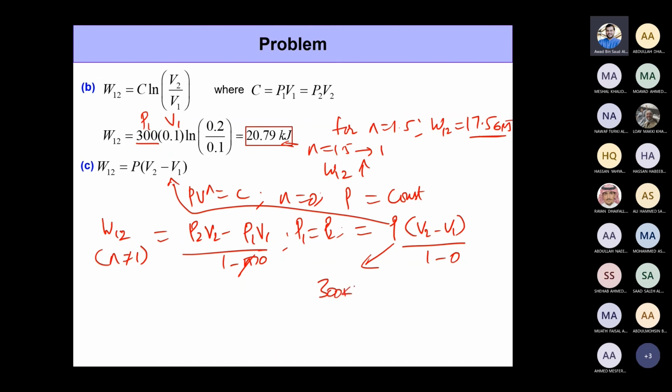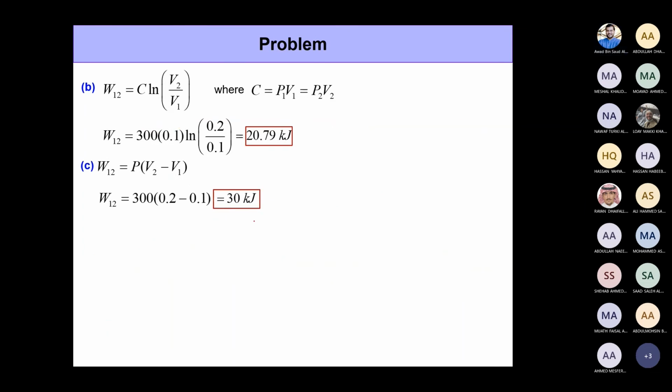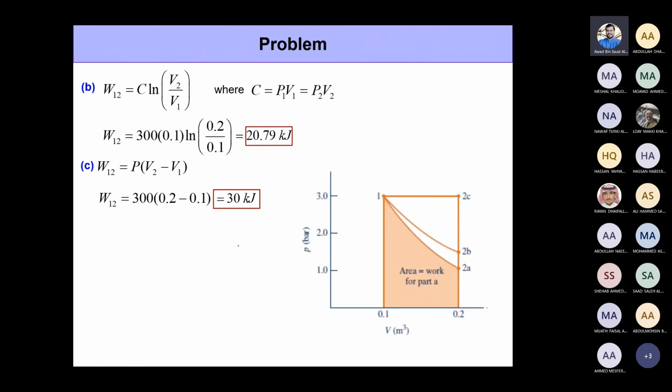It's 300 kilopascals or 3 bar. V2 is known, V1 is known. Plug in the numbers and we can get the work output, 30 kilojoules. Now let's plot this on the pressure-volume diagram.